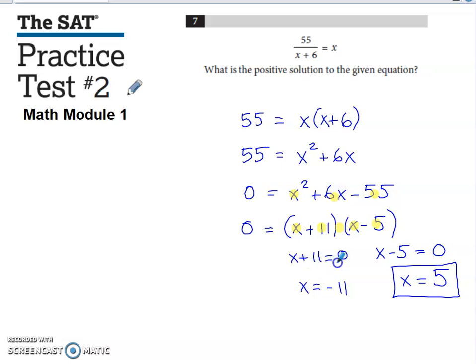When x plus 11 equals 0, the solution's actually negative 11. When you set the second factor equal to 0, add 5 to both sides, your solution's actually 5. Our positive solution to this equation is positive 5.